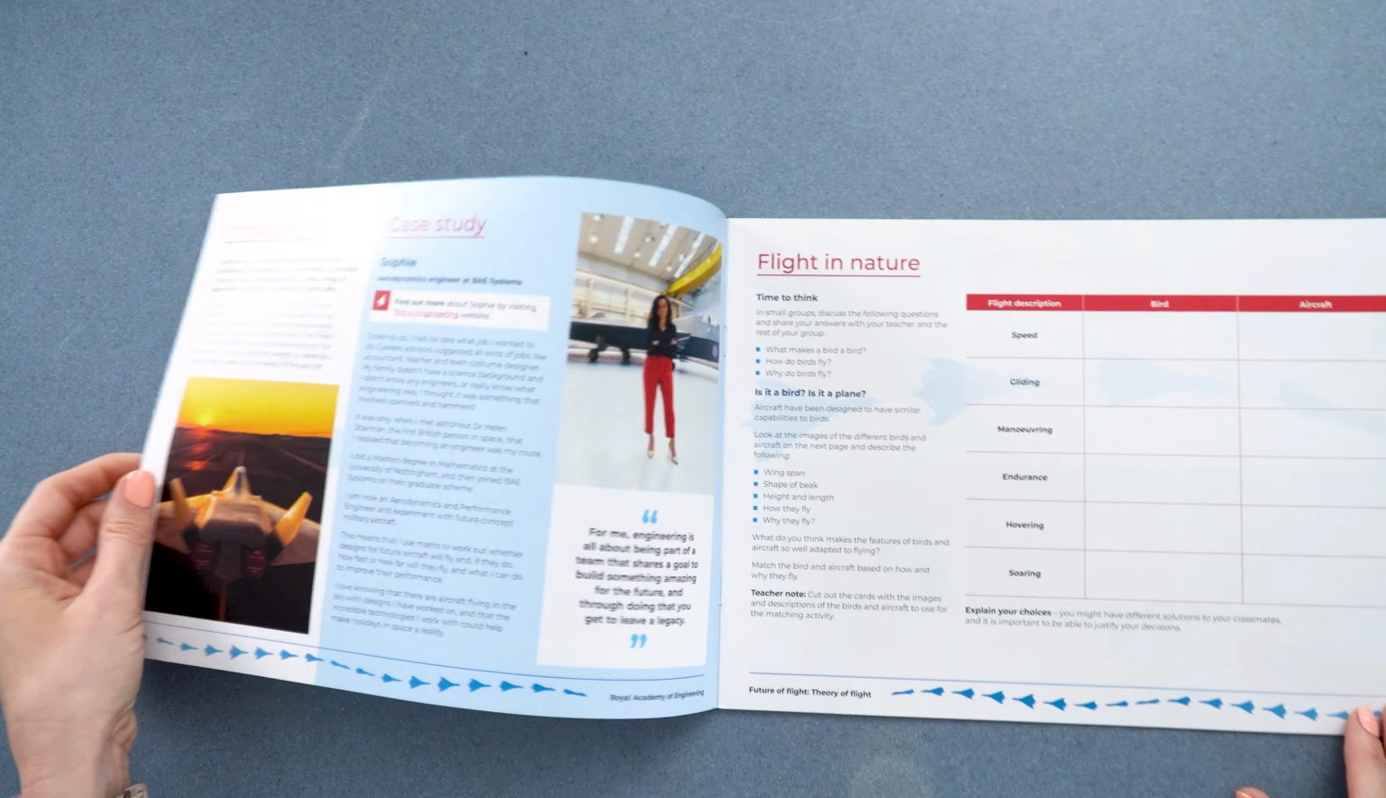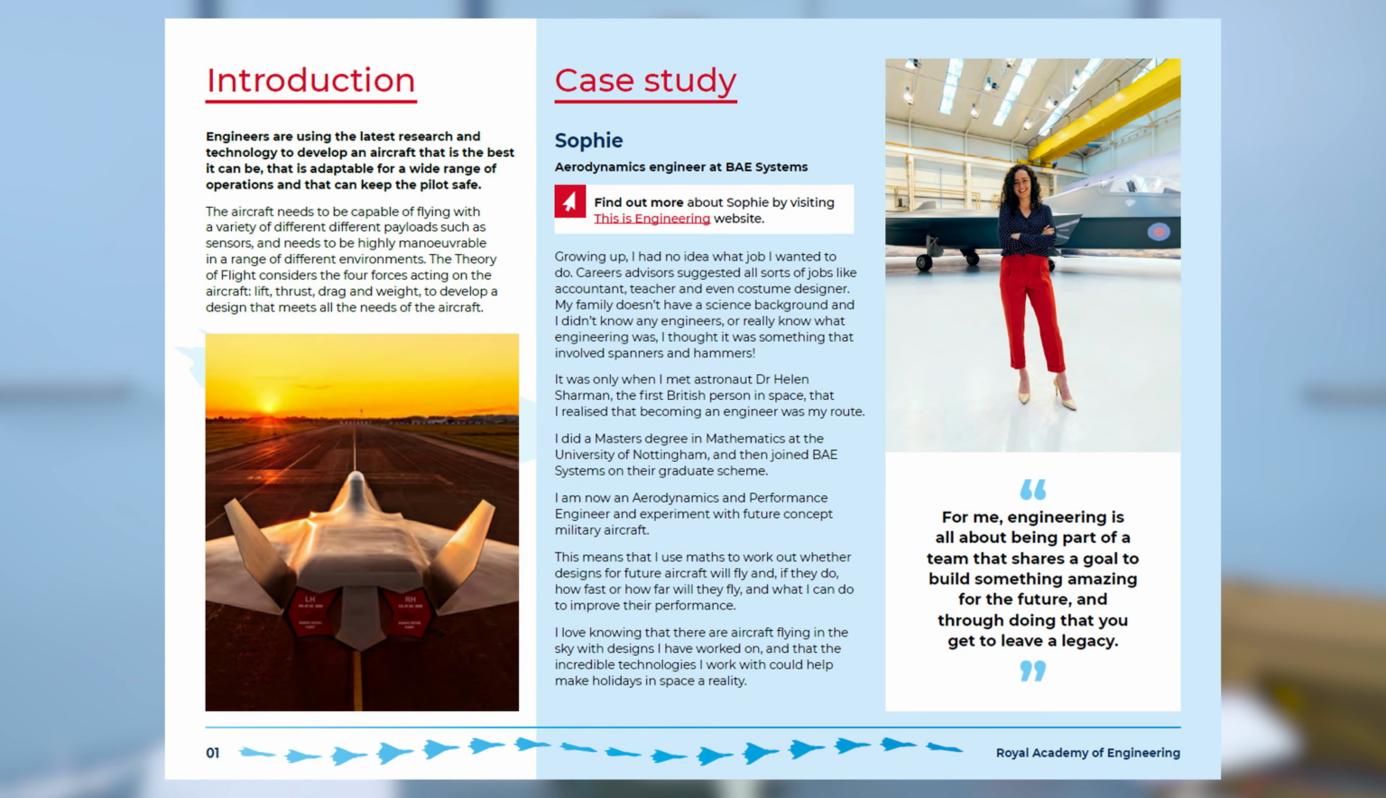This is the Future of Flight resource, where we'll be looking at the Theory of Flight booklet. This activity looks at how things that fly have a range of different roles and how engineers need to consider these roles as well as the safety aspects in their design. The start of this booklet starts with a case study. This is Sophie, who is an aerodynamics engineer, so students can see how this information is applicable in careers.